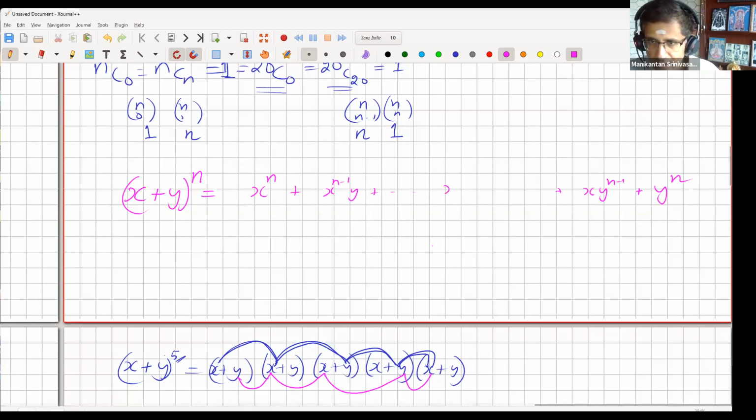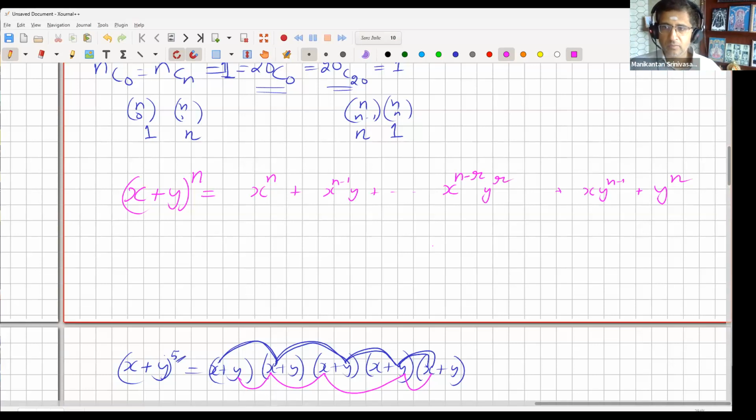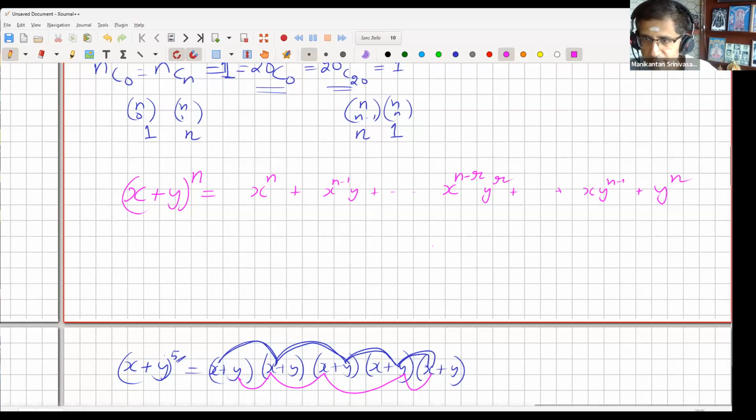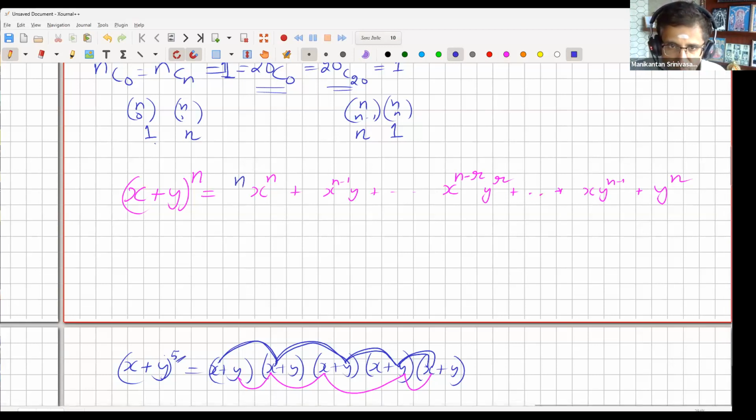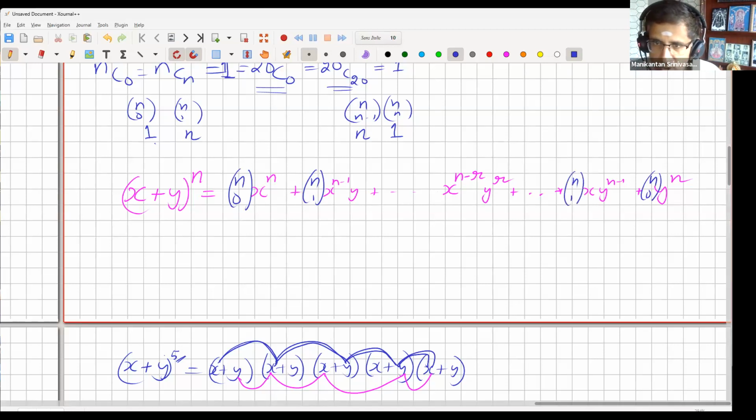A general term here will be x^(n-r) y^r. There'll be some random term in the middle. But the thing is, we have to put coefficients for each of them. And the coefficients for each of them are what we just discovered: n choose 0, n choose 1. So n choose 0 symmetrically here. n choose 1 is the coefficient here. n choose r is the coefficient for this general term in between, right?